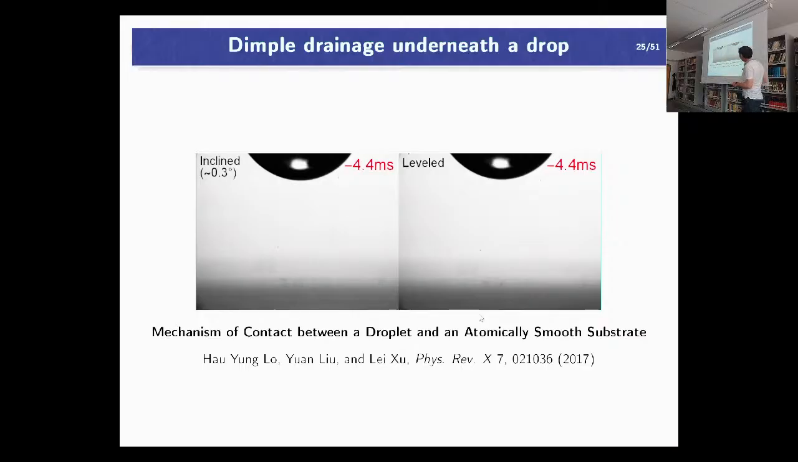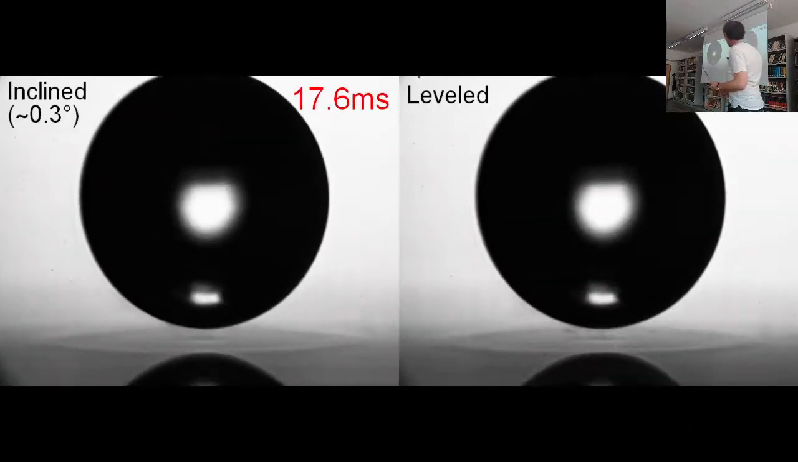On the left, you are going to see a drop which is deposited on a liquid film very gently, very slowly. On the left, the experiment has not been prepared very carefully, so there is a very, very small angle. And on the right, they've been waiting for a long time, such that the liquid film is extremely horizontal. And here you're going to see the difference between the two.